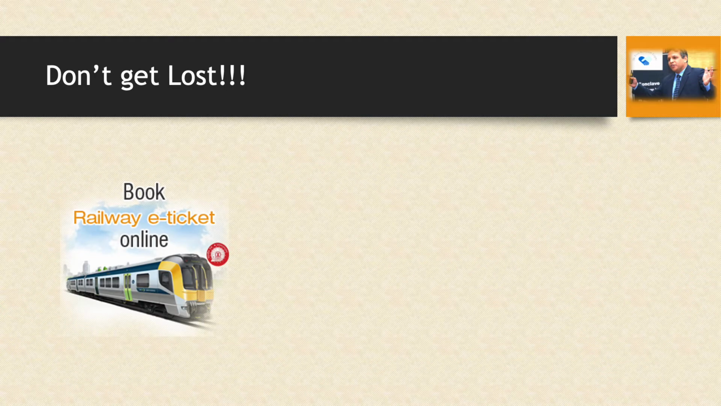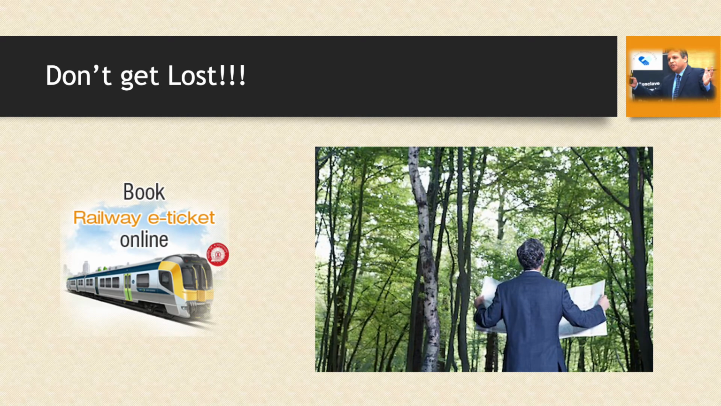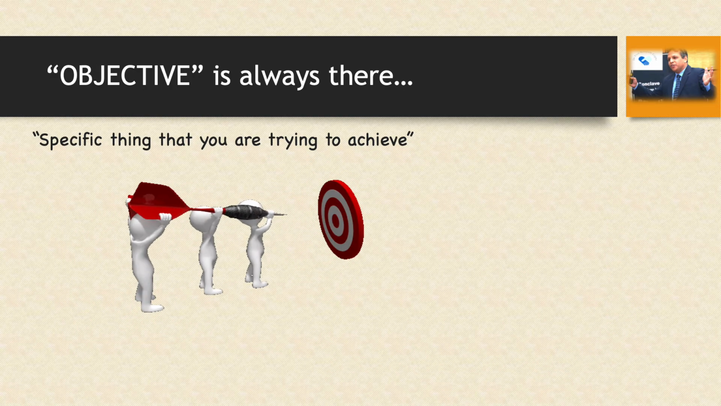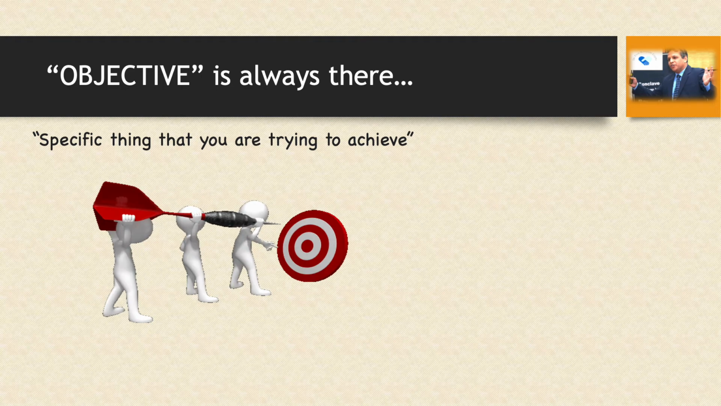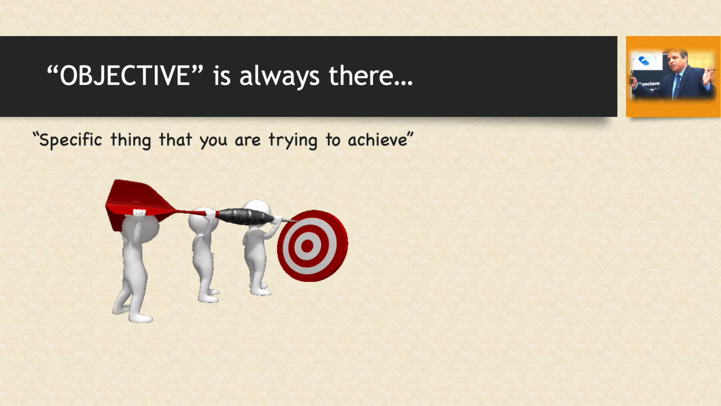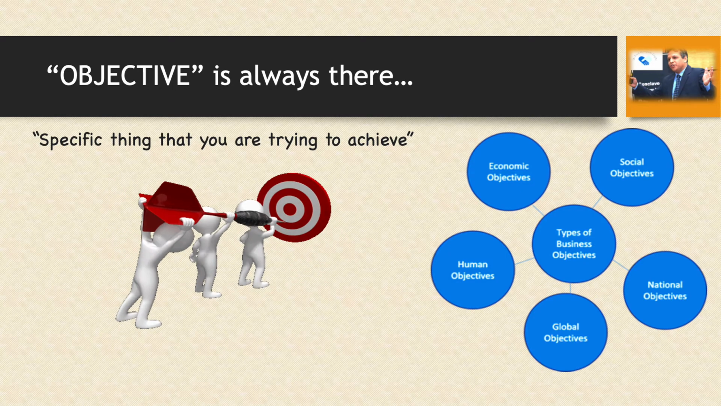So to start with, friends, have you ever gone for a railway e-ticket booking online and then did you ever leave the destination column blank? Well, of course, it would never accept your booking, but if it did, you'd certainly be lost. So friends, whatever you do, wherever you go, you have to have an objective. An objective is always there. Objective is that specific thing which you are trying to achieve.